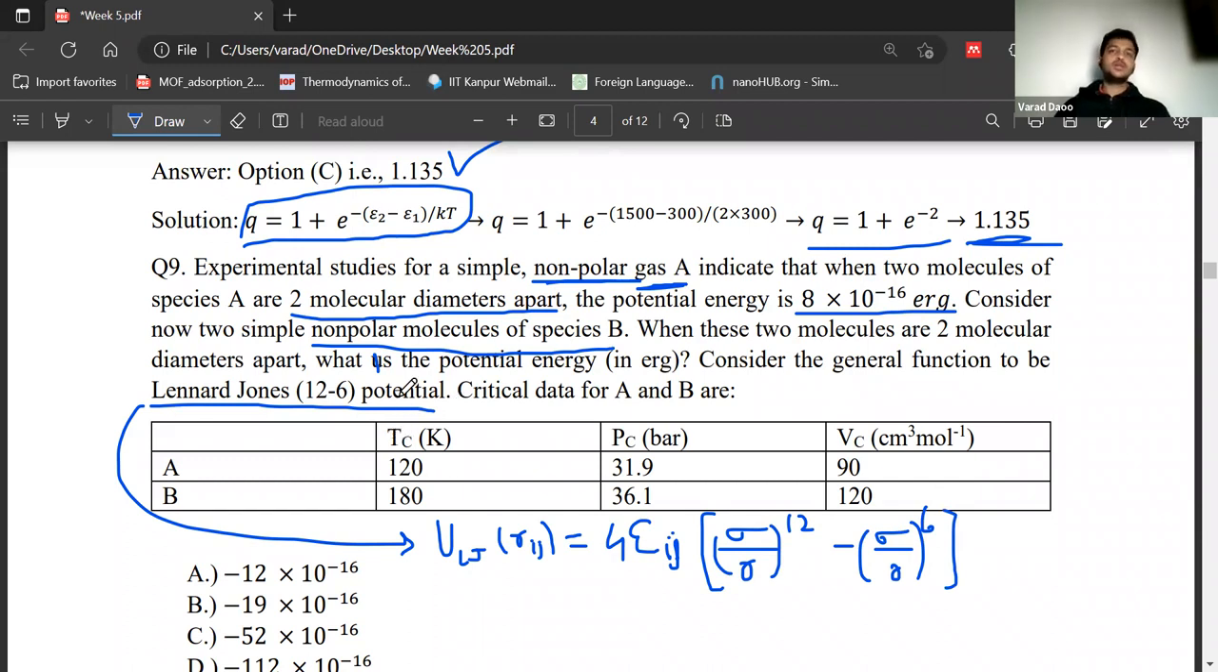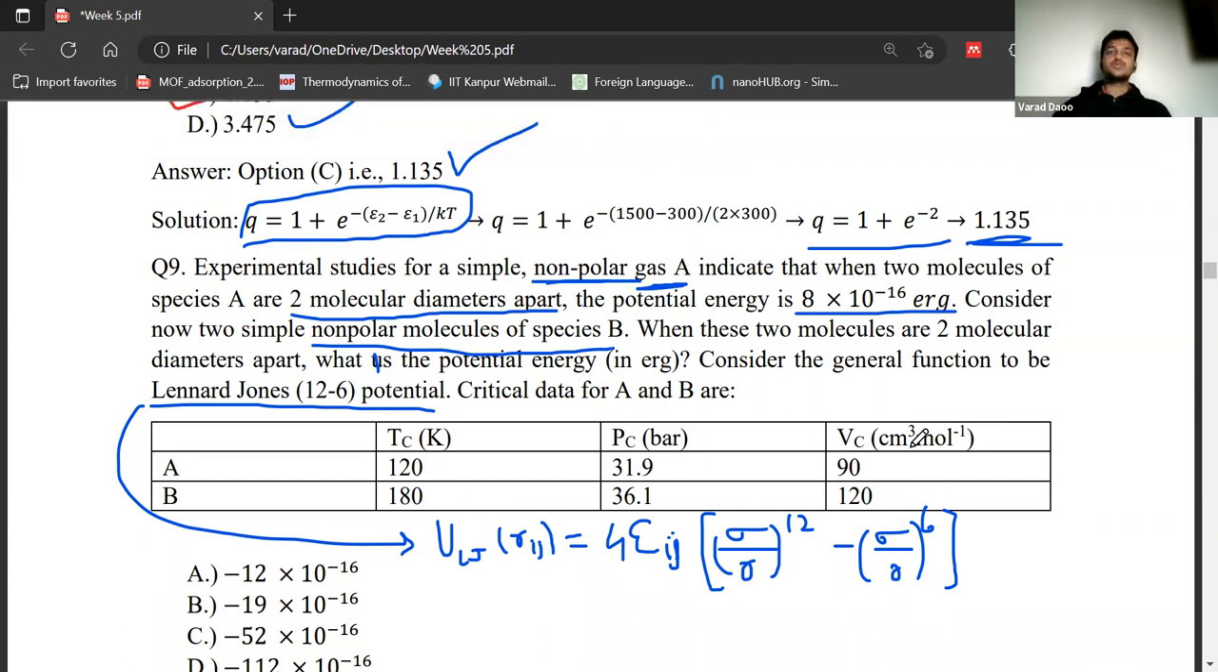Tc stands for critical temperature in Kelvin, Pc stands for critical pressure in bar, and Vc stands for critical volume in centimeter cube per mole. For A these are the values, and for B these are the values. So this question could be solved with the theory of corresponding states.